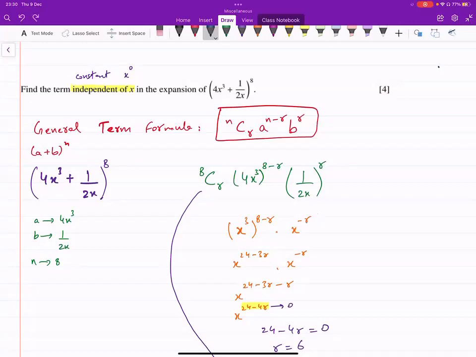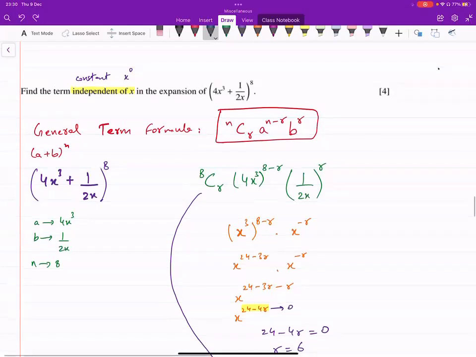Now we try to simplify this and add the powers. 3 into 8 minus r, ये आपके पास क्या बन गया? It's 24 minus 3r. And then you subtract this r from that. Since the bases are the same, we can add the powers. We get 24 minus 3r minus r. And that gives us 24 minus 4r. And that is the power of x that we've got in this general term formula.